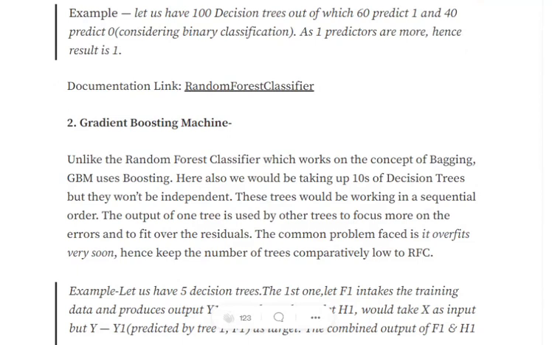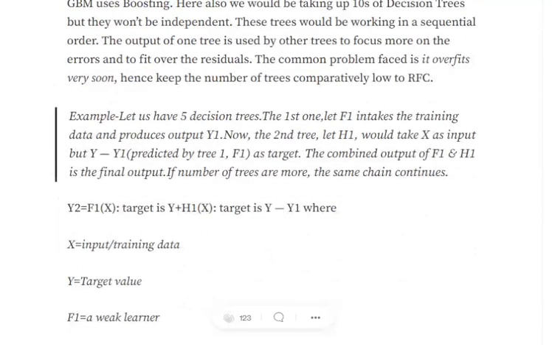So, for example, assume that we have 1000 training samples. We feed them to the first tree, that is F1. It takes the training data set and produces an output y1. Right. Now the next tree, that is h1, will take x as an input.